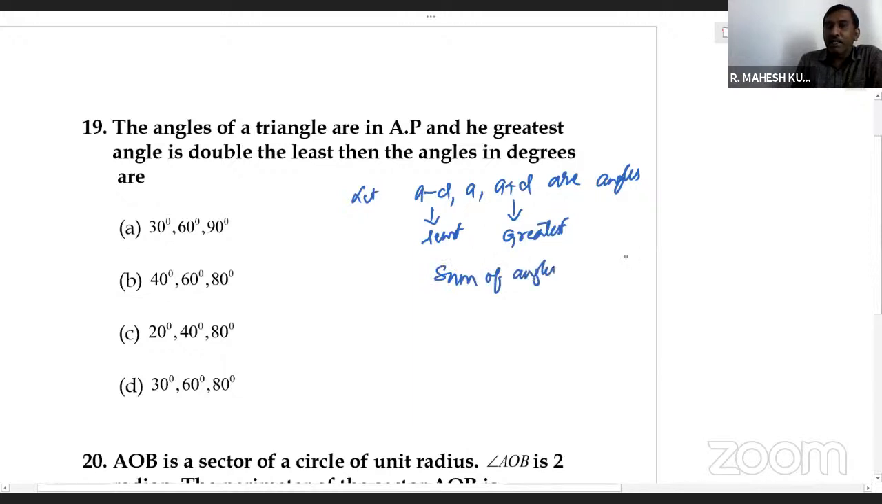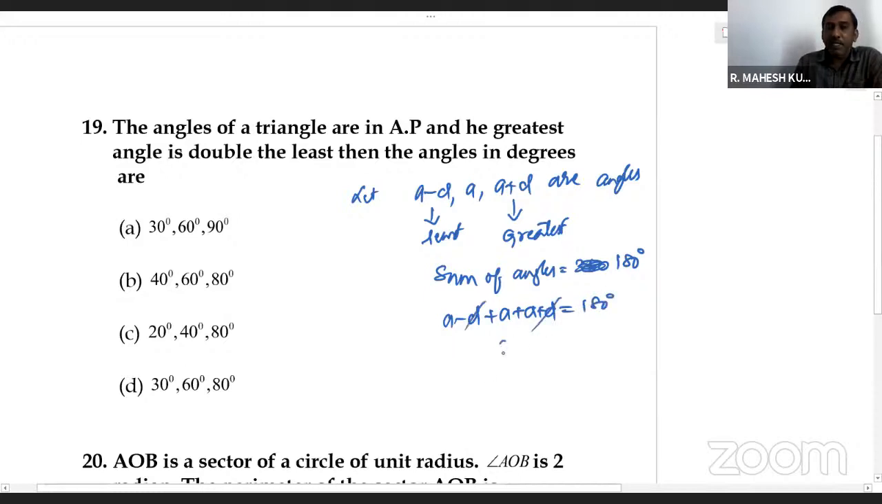Sum of angles is equal to 180 degrees. Sum of angles of a triangle: it's going to be A minus D plus A plus A plus D. This is going to be 180 degrees you get.